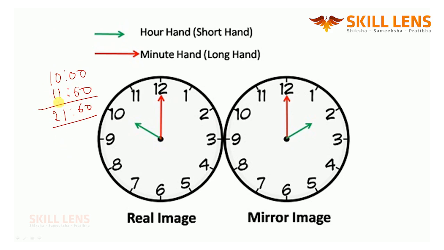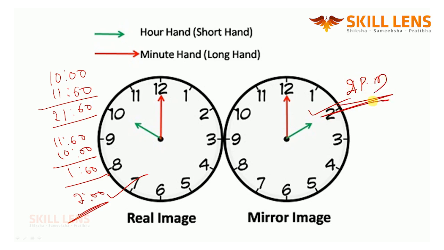What is 21:60? It's nothing but railway time, right? So if you want it in numbers, just subtract it. If you subtract it, 11:60 minus 10 o'clock will give you 1:60. 1:60 means 2 o'clock. So the answer for this question is 2 p.m. This is how you can get your answers. So this is all about the basics of clocks. Thank you.